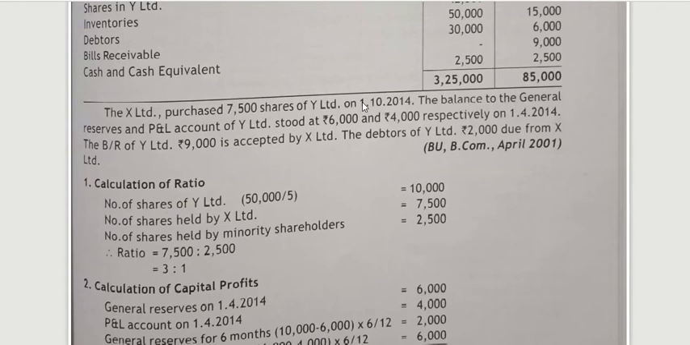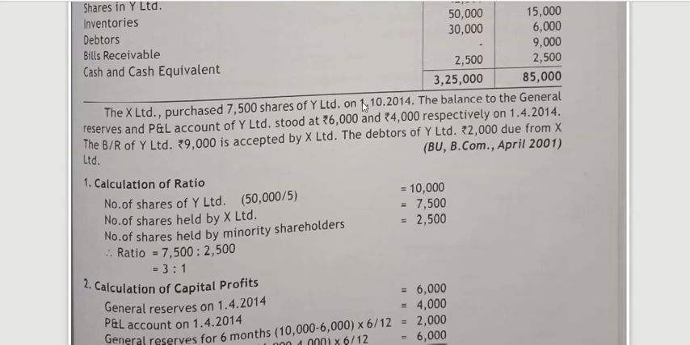Whatever happens before that will be considered as capital profits. The profits and reserves after that will be considered as revenue profits. The balance of general reserve and profit and loss account of Y Limited stood at 6,000 and 4,000 respectively on 1/4/2014.